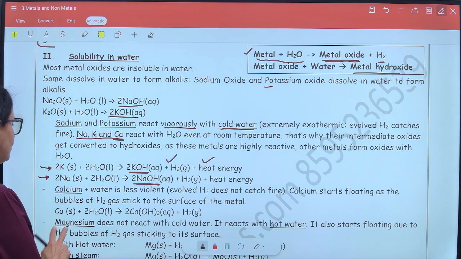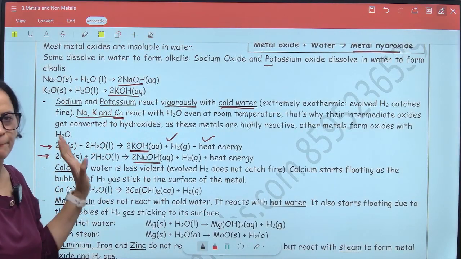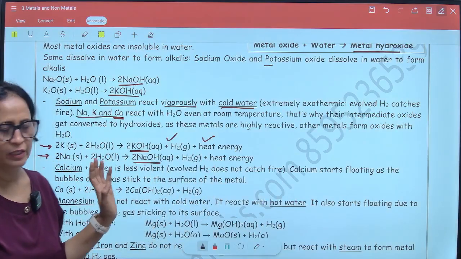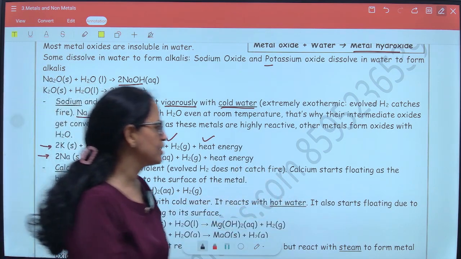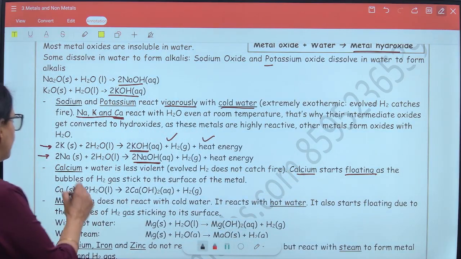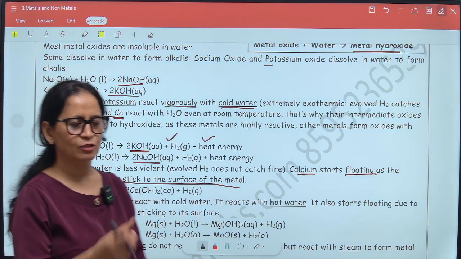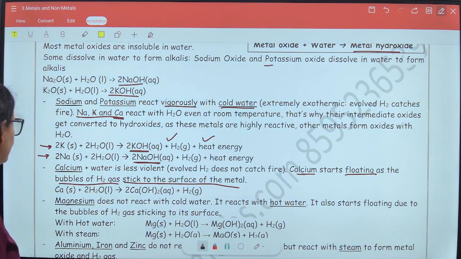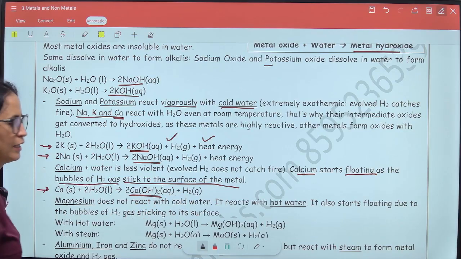Now let's come to calcium. The reaction of calcium with water is less violent as compared to sodium and potassium. So the evolved H2 does not catch fire. In the case of sodium and potassium it may catch fire, but not in the case of calcium. Calcium starts floating. You need to remember this property. Calcium starts floating as the bubbles of hydrogen gas stick to the surface of the metal. So you can see calcium floating in the form of froth with hydrogen gas captured in the bubbles. So calcium plus water gives calcium hydroxide and H2 is released.